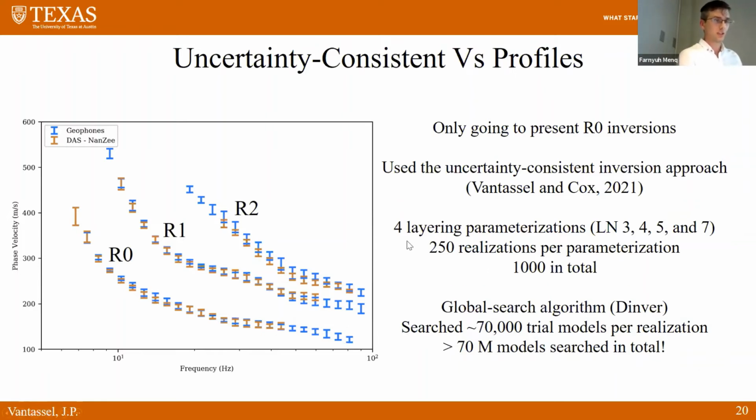Using the uncertainty consistent procedure, we need to do a different number of realizations, for which we're going to do 250 per parameterization, so 1,000 of these inversions in total. We'll be using a global search algorithm, and for each of these 1,000, we'll be searching 70,000 trial models to find the best fit to that realization. So we're searching over 70 million models here. Of course, we're going to be doing that twice, once for the geophone and once for the DAS.